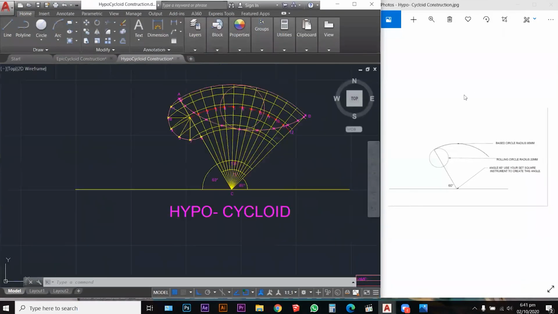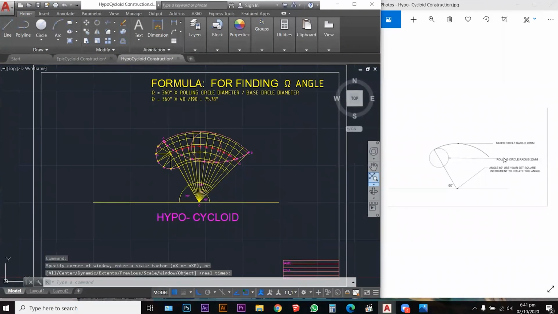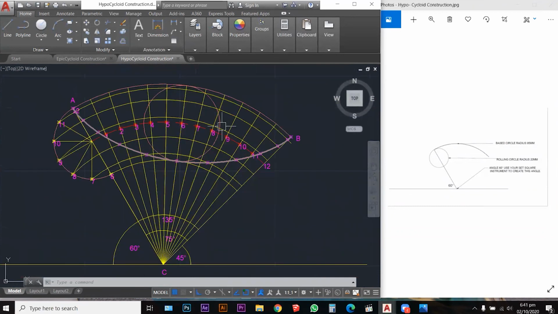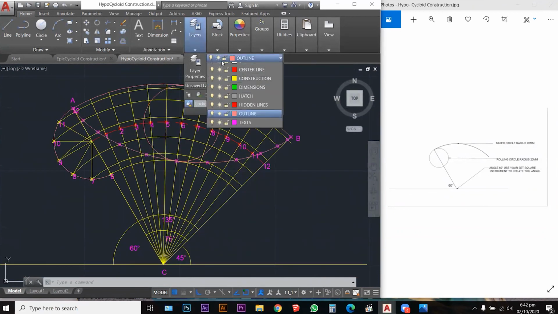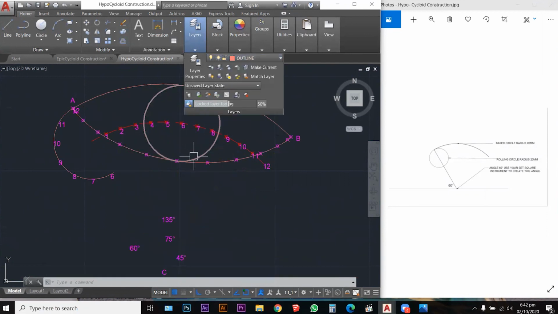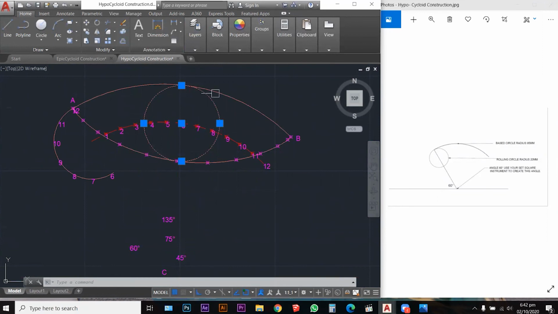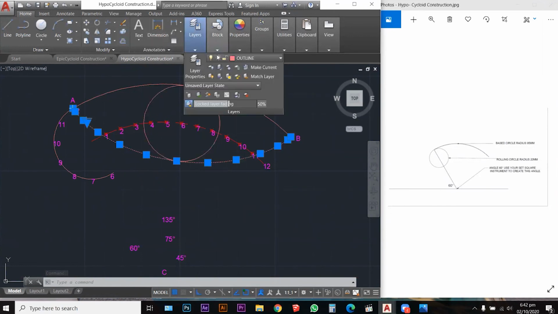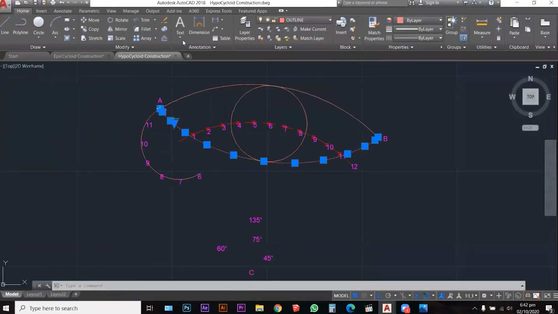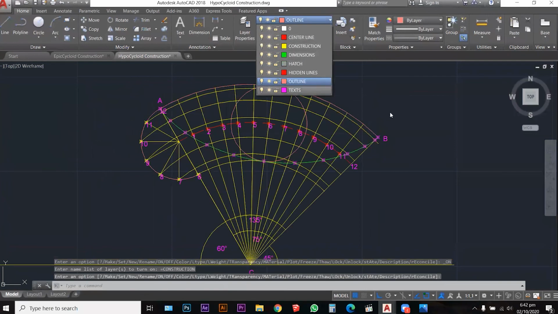This is what we started with, this diagram, and we actually ended by placing the hypocycloid. And what is the hypocycloid? The hypocycloid is actually the curve that is created when this rolling circle rolls on this base circle and it moves from point A to point B. This is the curve created, and it's called a hypocycloid. So we have done the hypocycloid, and we have done the epicycloid, and we have also done the normal cycloid.